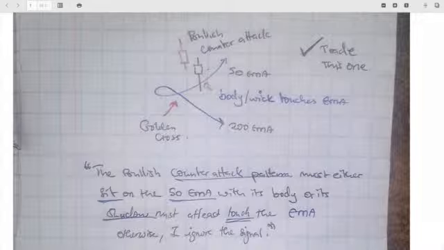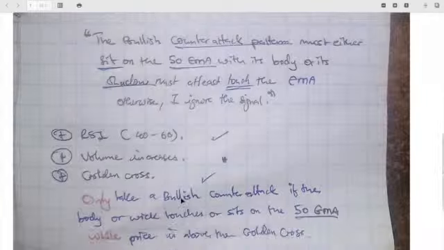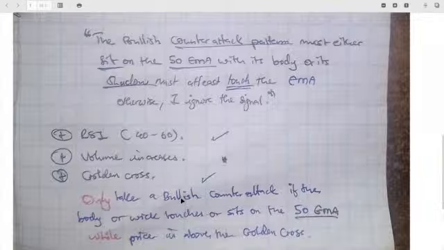Sometimes I talk about this stuff and I forget that I've actually been talking for 30 minutes. And the truth is, I just want to keep talking about it because I am so confident in my strategy. It's not perfect in no shape or form. So remember, the RSI has to be between 40 and 60. The volume has to increase. There has to be a golden cross. Only take a bullish counterattack if the body or wick touches or sits on the 50 EMA while price is above the golden cross. So this is what you want, okay? Again, you do not want to trade this. It's very important to repeat that. You do not want to trade this type of chart pattern.